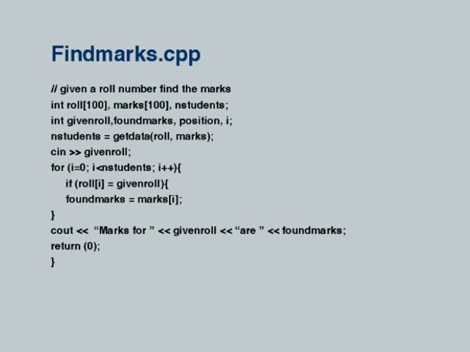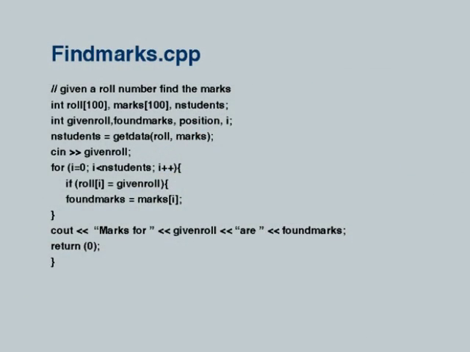You will recall that we had written a function to get data for so many roll numbers and marks, and that will get us the value for n students. For the time being, we assume n students is equal to 8. So the array roll and array marks is filled up with 0, 1, 2, 3, 4, 5, 6, 7 elements here, 0, 1, 2, 3, 4, 5, 6, 7 elements here. Now we read a given roll number, and we have to find whether that roll number exists or not.